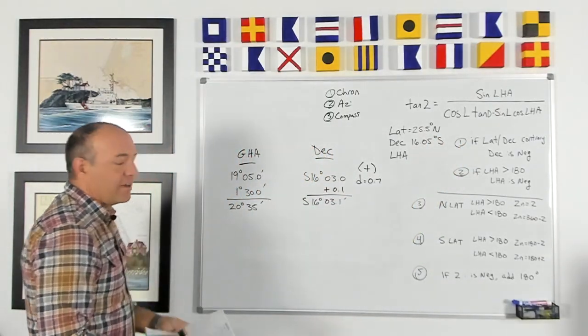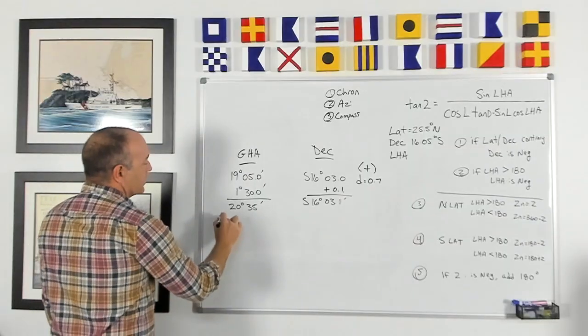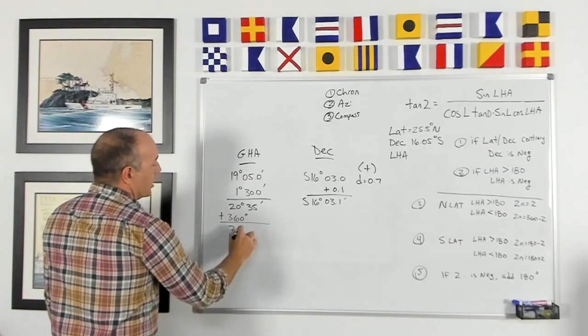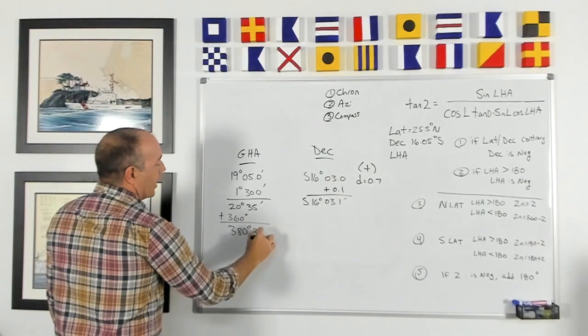For GHA, first thing let's add 360 degrees. You can always do that to make your numbers a little bit better. So it's 380 degrees and 35 minutes.